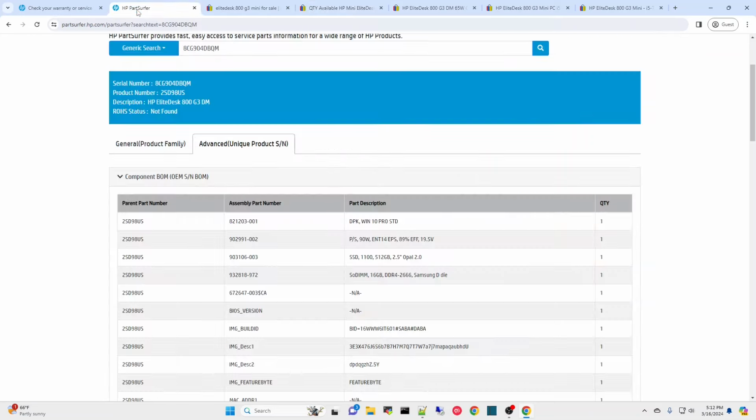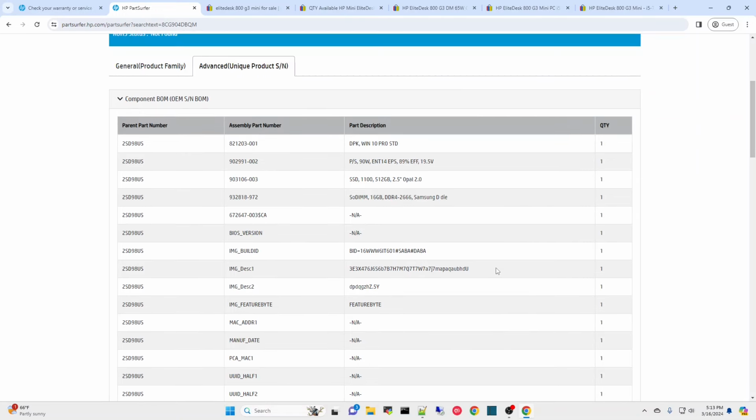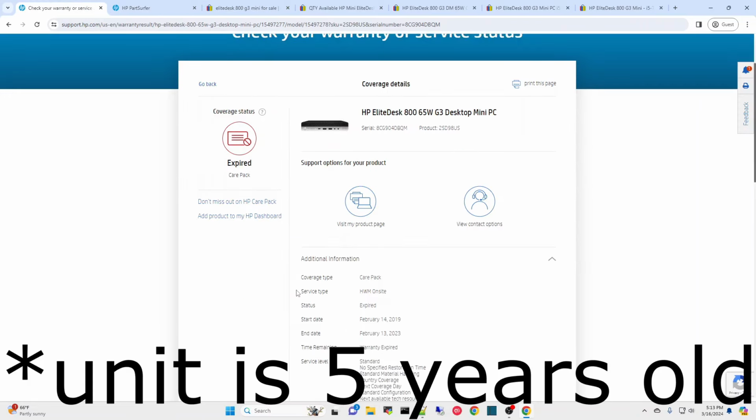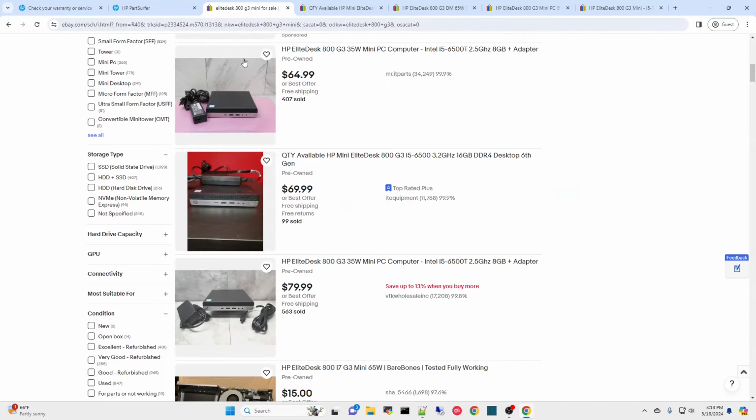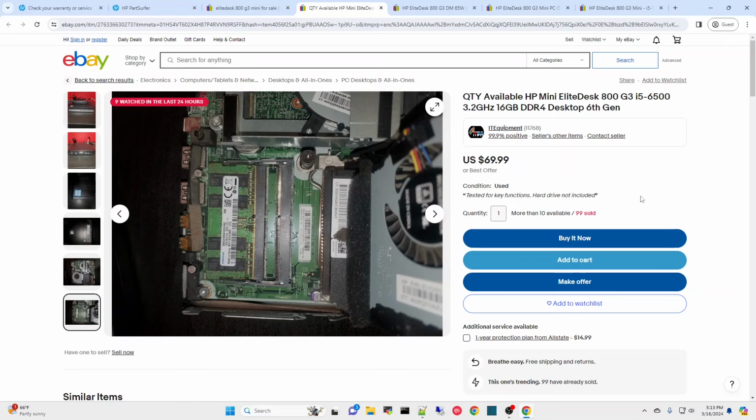I went over to PartSurfer, typed in the serial, and yep, lo and behold, it was a Samsung 16 gig. 90 watt power supply. Let's see, doesn't show anything about the, oh, here we go. SSD 512. So it matched up as far as the specs go. This unit is 4 years old. And this one, actually, not a bad price for a 16 gig. You just add your own drive to it. So, okay.